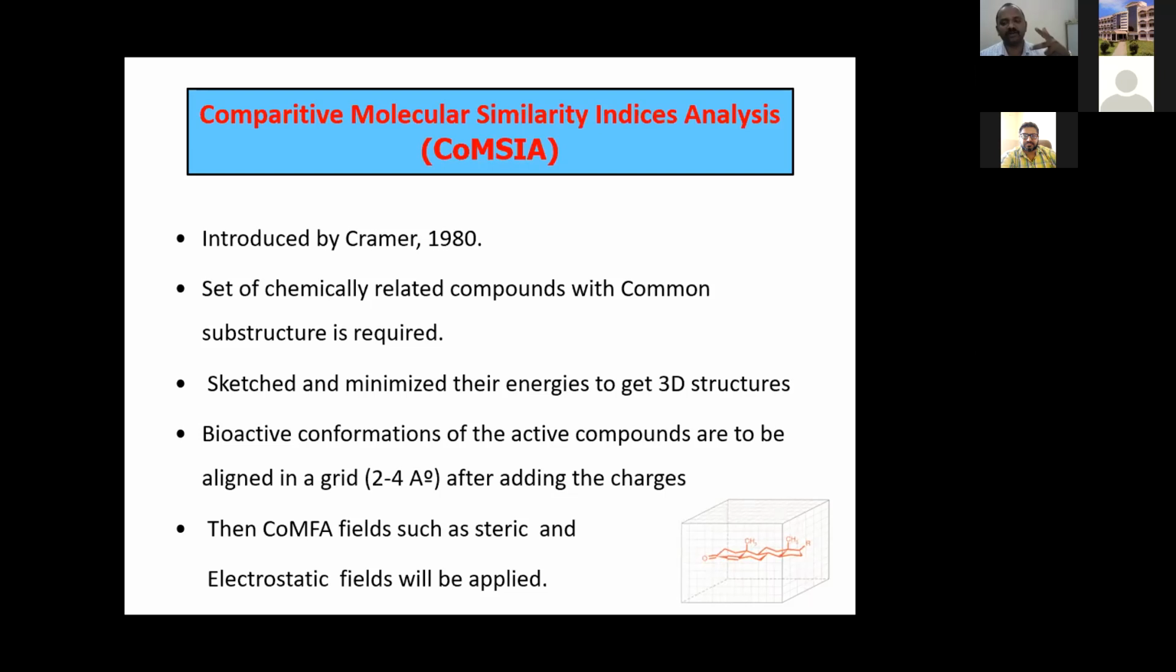Remember, COMFA is the simplest one, which came first, in the year 1980. Then 10 years later, COMSIA came in with three additional fields. The COMFA which came first is famous even today in the field of drug design, and we use it. In COMFA they use only two fields: one is the steric field and another one is the electrostatic field. Only two fields have been used.